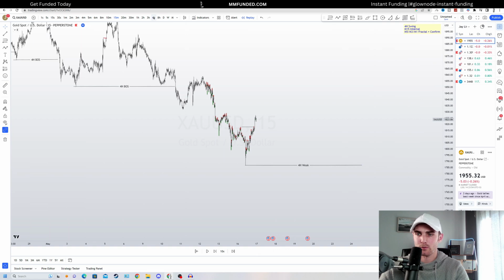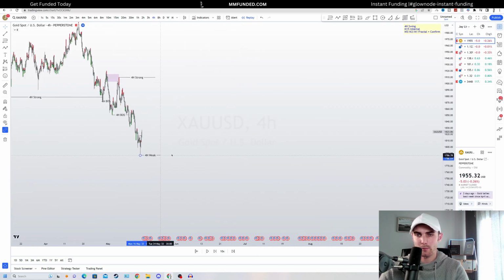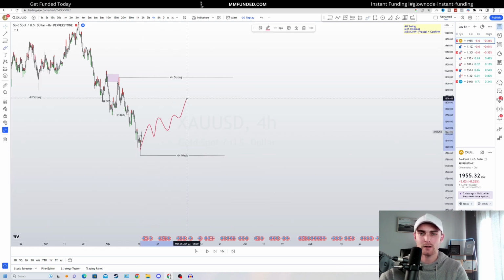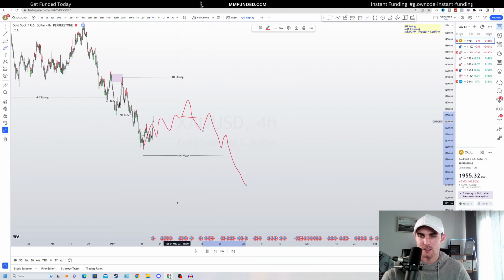If I come over to the 4-hour time frame, this is our current 4-hour range. All right, there's your 4-hour weak low and your 4-hour strong high. So now expectational order flow is for price to have that 4-hour pullback, to have that bearish shift, to then continue targeting these weak lows. So let's continue price on the 4-hour, see what happens.